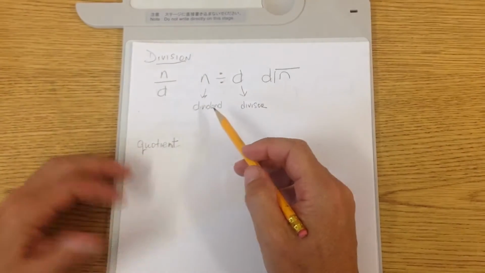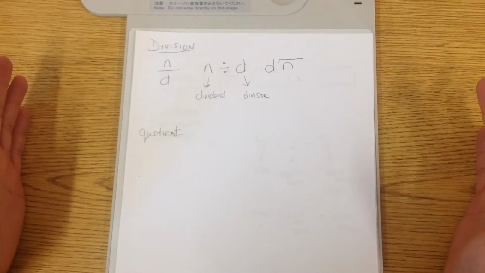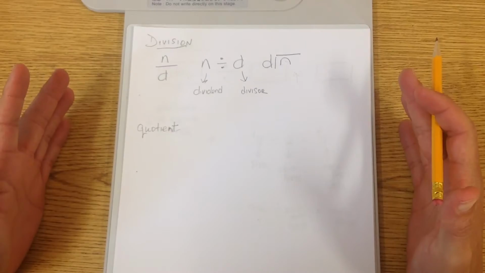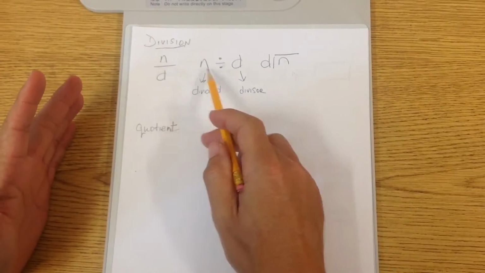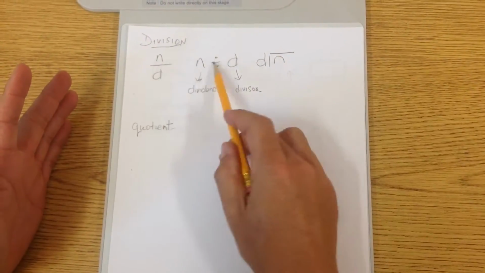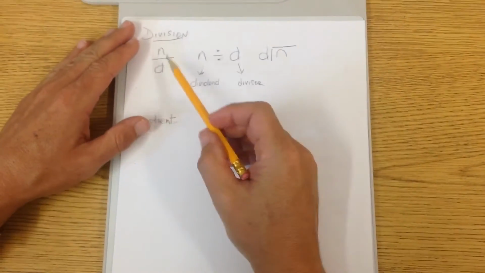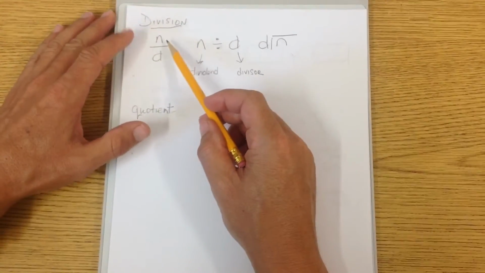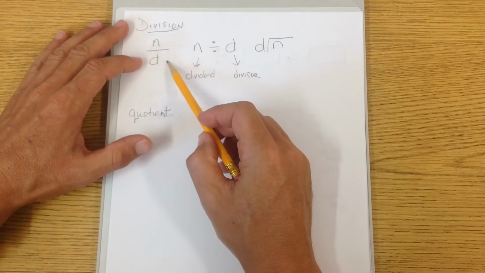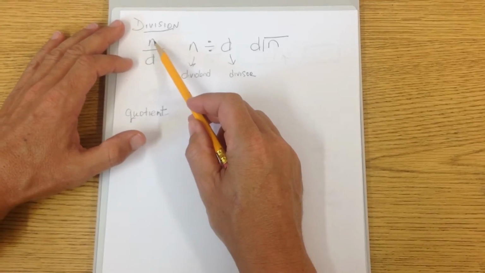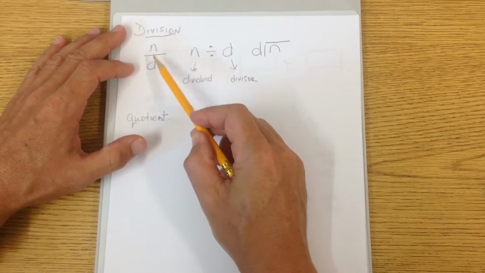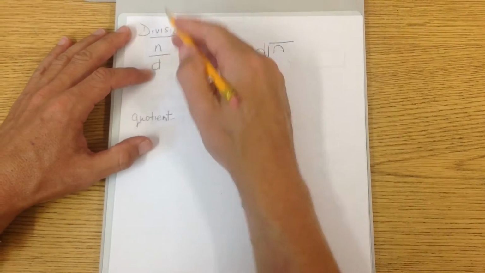Okay, we're going to talk about division. First, I want to model division on what it looks like and the different ways that you can write it as an expression. First of all, division is written like a fraction: the numerator divided by the denominator.